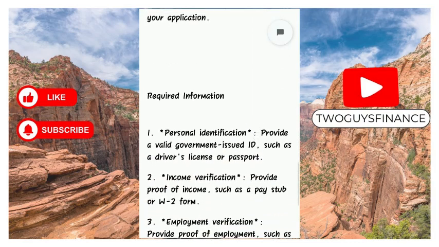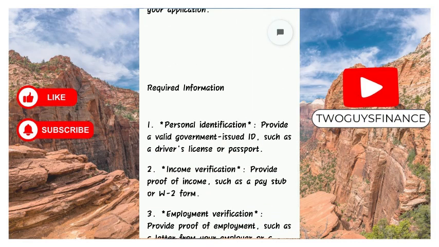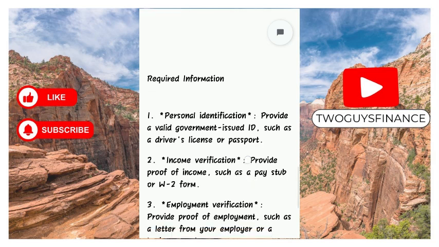Now the required information for this process is first a personal identification. So you got to provide a valid government issued identification card, such as a driver's license, or it could be your passport. You're also going to need to verify your income, so you got to provide proof of income, such as a pay stub, or it could be a W-2 form.